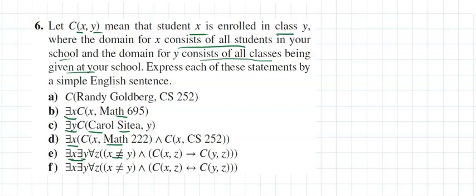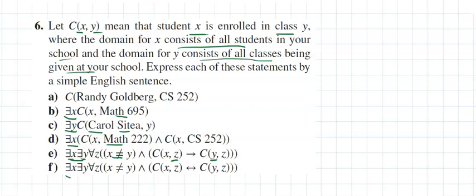and the second of whom is enrolled in every course that the first is enrolled in. So if the first is enrolled in a class, the second is enrolled in that class. You could say that too. So you could say there are two distinct people, and if the first is enrolled in a class, then the second is enrolled in that class as well.